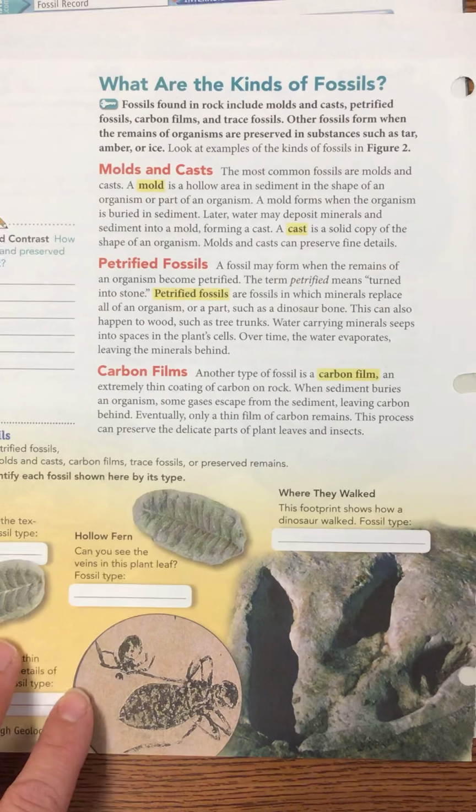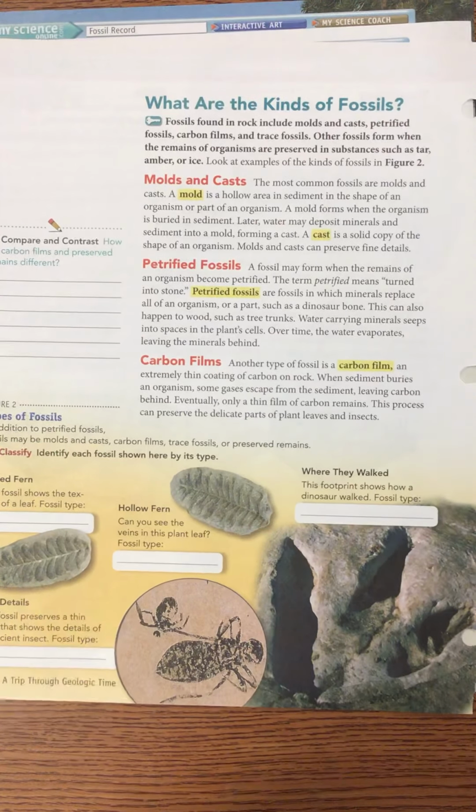What are the kinds of fossils? Fossils in rock include molds and casts, petrified fossils, carbon fossils, and trace fossils. Other fossils form when the remains of organisms are preserved in substances such as tar, amber, and ice. Look at the examples below.